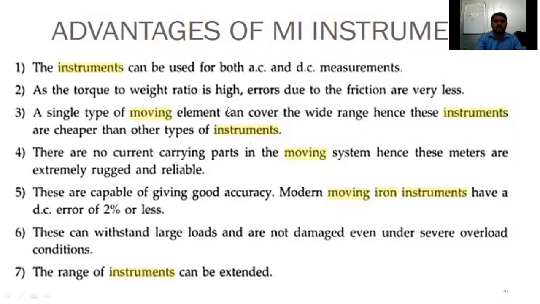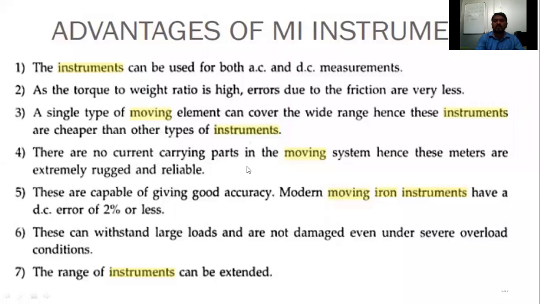As the torque to weight ratio is high, errors due to friction are very less. Friction is nothing but vibrations over there. A single type of moving element can cover a wide range. Hence, the instruments are cheaper than other types of instrument. How many types of moving elements are we using? Only one moving vane is there. So for that reason, it is cheaper than other types.